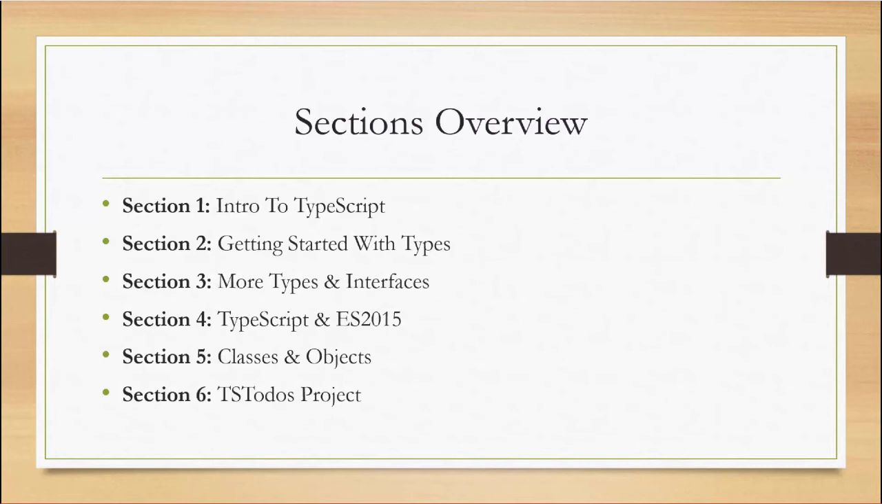Section 3, we'll talk about some of the more advanced types, as well as interfaces and generics. Section 4 will be TypeScript and ES 2015, where we'll talk about things like arrow functions and template literals. Section 5 will be all about classes and objects. So inheritance, we'll talk about some of the different modifiers we can use, how to add interfaces to classes.